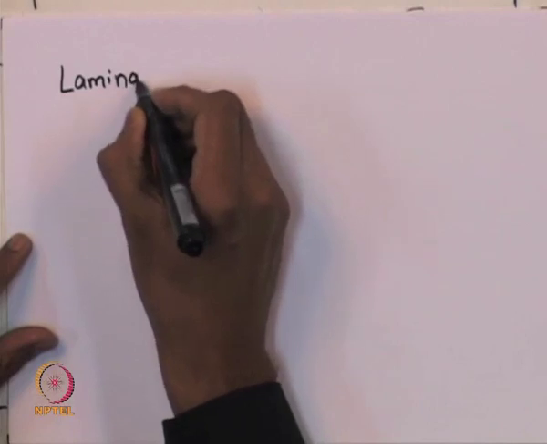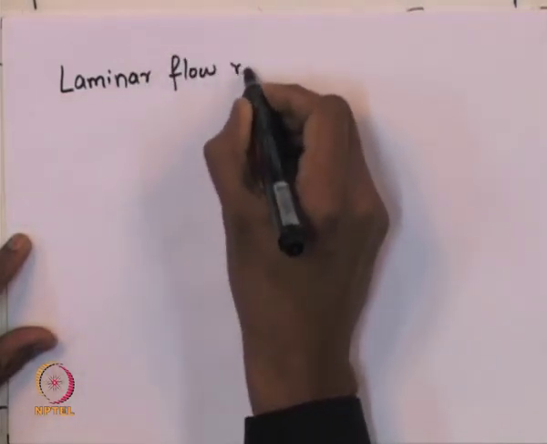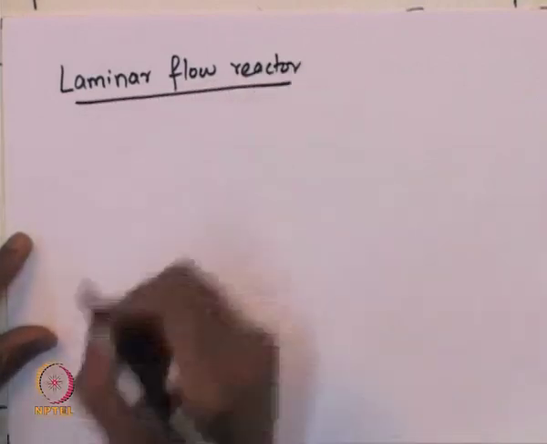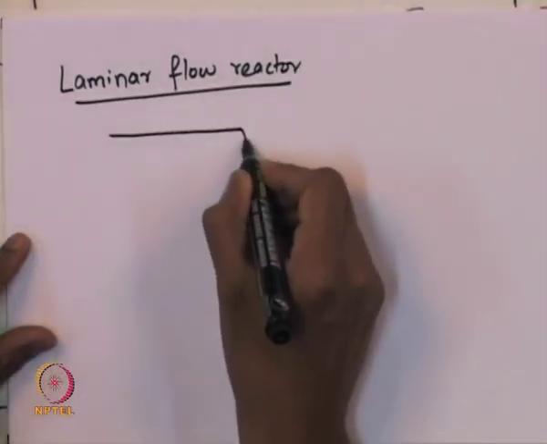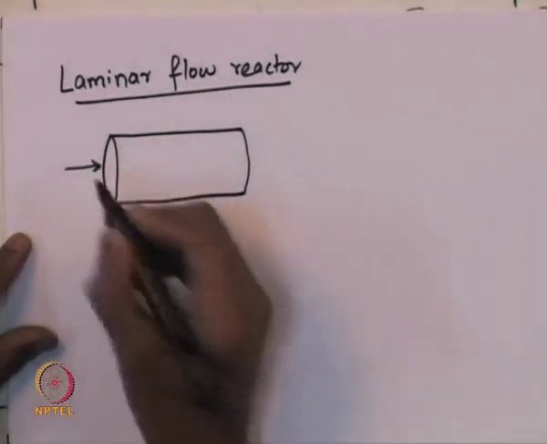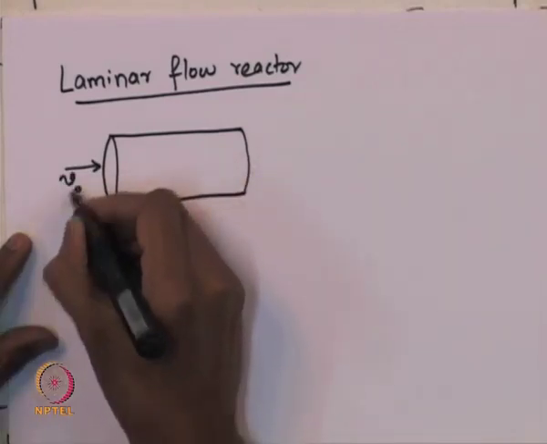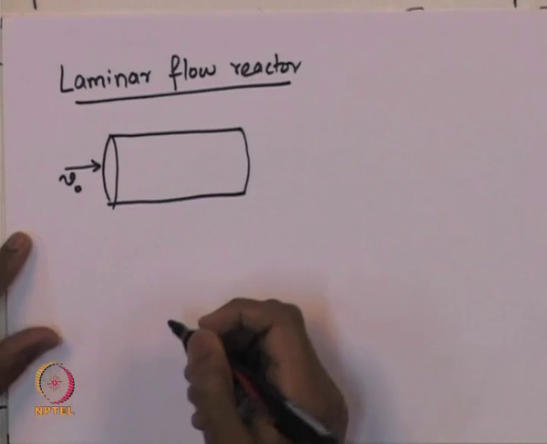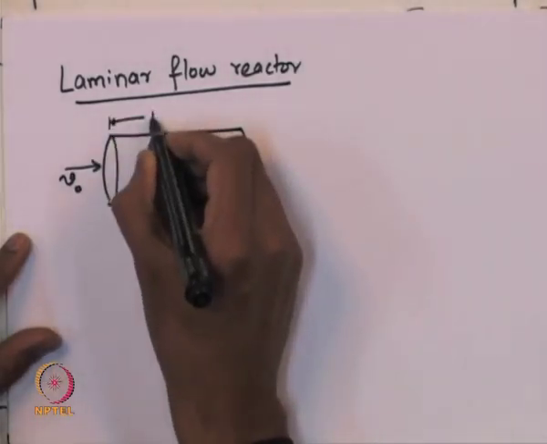Friends, in the last lecture, we initiated discussion on the estimation of the residence time distribution for a laminar flow reactor. Let us continue with that. So, a laminar flow reactor is essentially a tube through which a fluid is flowing, and let us say that the volumetric flow rate with which the fluid is flowing through the reactor is V naught, and the length of the reactor is L.